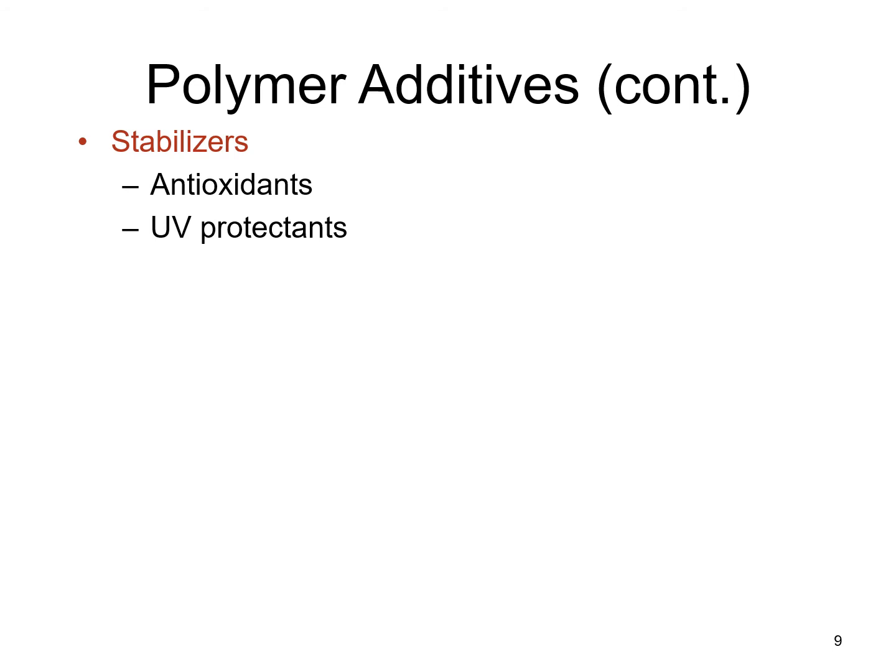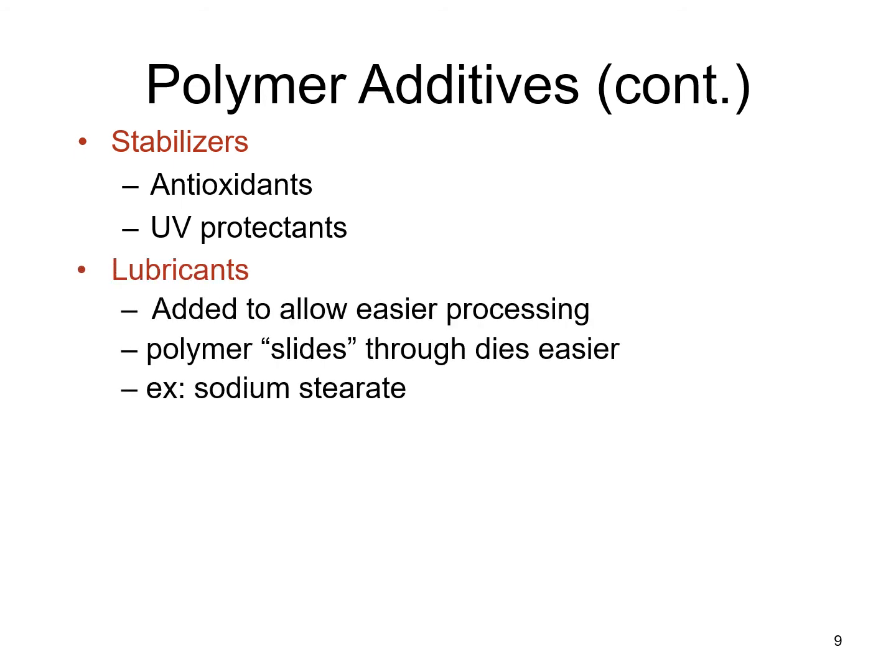We also have stabilizers added, and they are either antioxidants or UV protectants. And lubricants are added to allow easier processing. For example, during compression molding, injection molding, or extrusion, we need to add lubricants to have the polymer slide through the dies easily. A specific example of lubricants is sodium stearate.